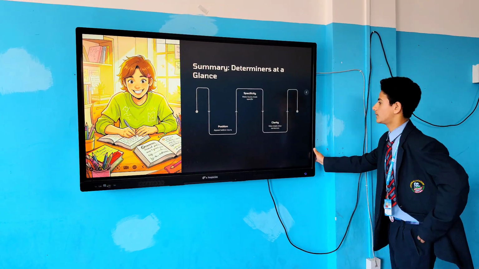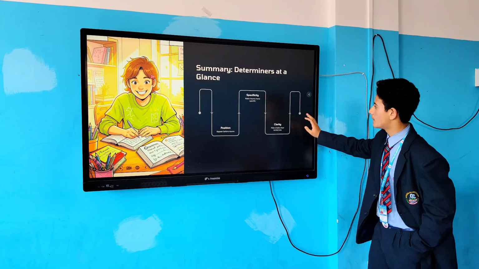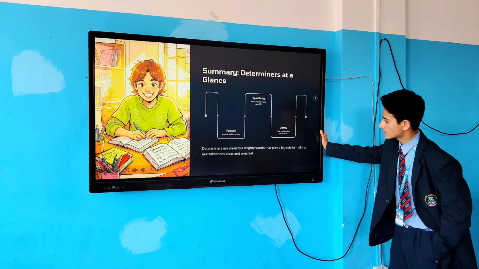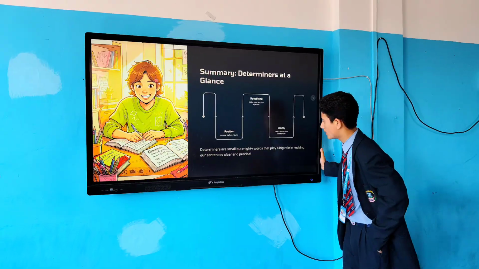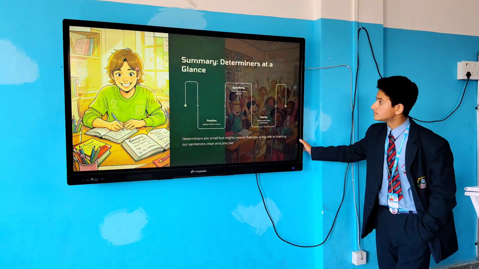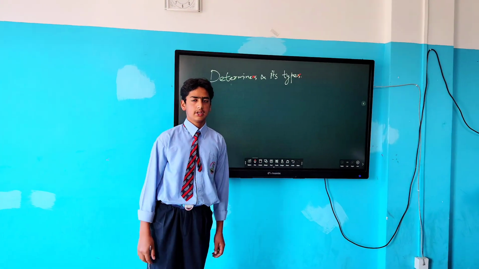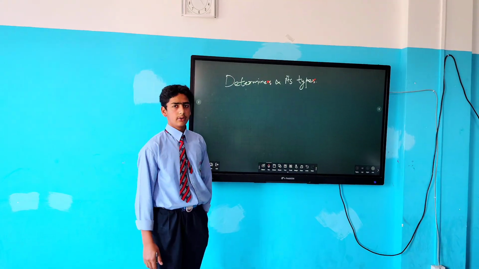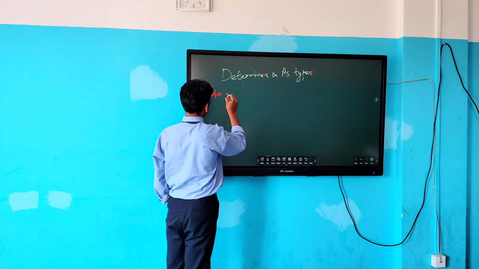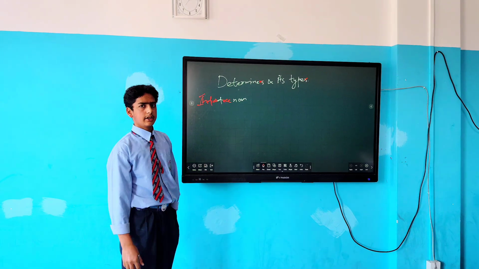Now, a summary of what we read. Determiners appear before a noun, make the noun more specific, and help create clear sentences. Determiners are small but mighty words that play a big role in making our sentences clear and precise. They give us more information about the noun. So it really introduces the noun and also clarifies it.